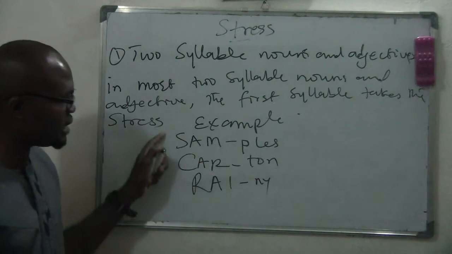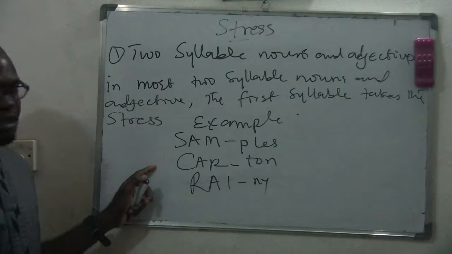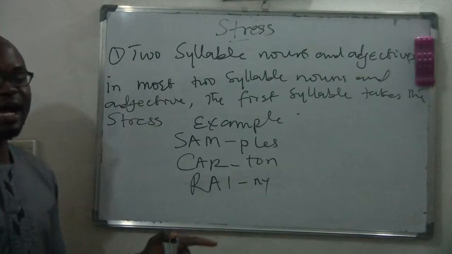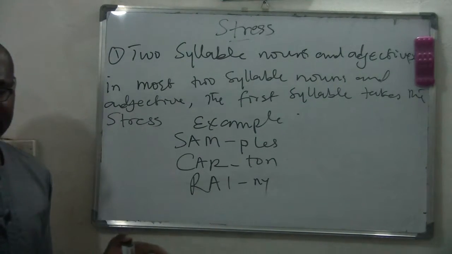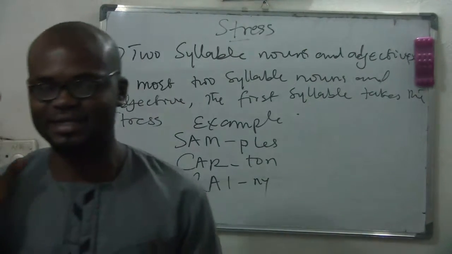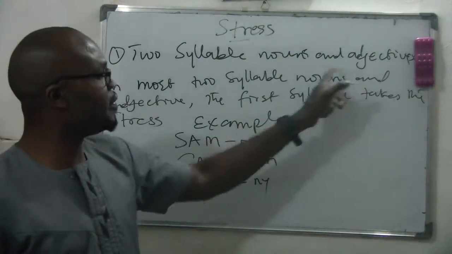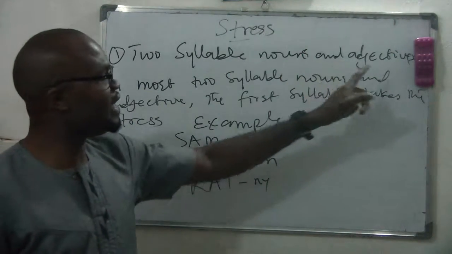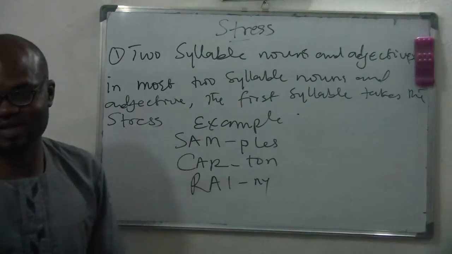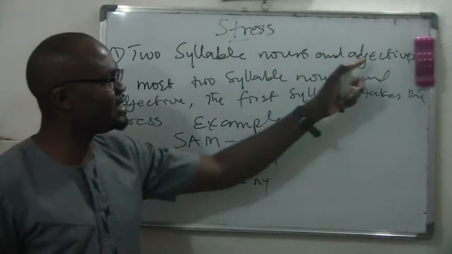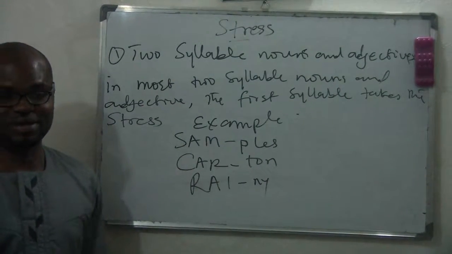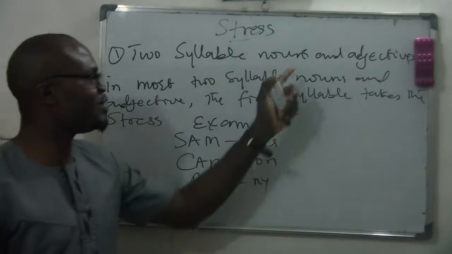So how many syllables are these words? Two syllables, isn't it? Yes. Samples, cartoon, rainy. Is that clear? Yes. So every two syllable word that is a noun or adjective. We've learned what nouns are, we've learned what adjectives are. I told you that when we were learning it, very soon we'd start making use of it. If you don't know what noun and adjective mean, you will not know the ones that have two syllables, or you will not even understand, isn't it? Yes. So that's why it's good to know.